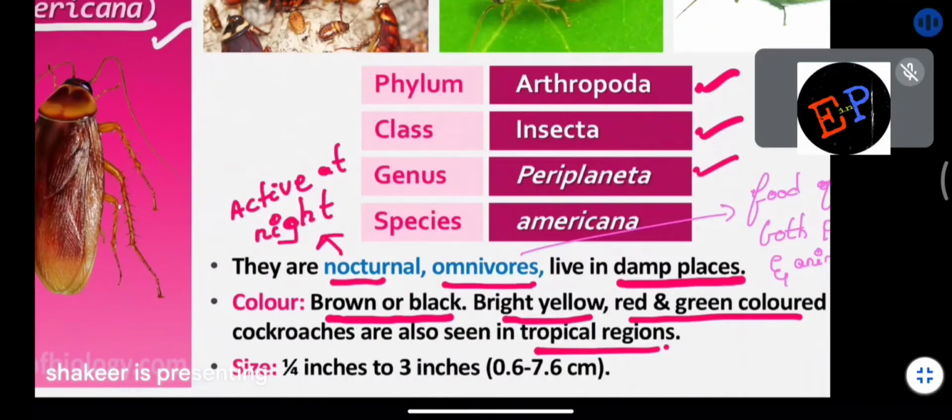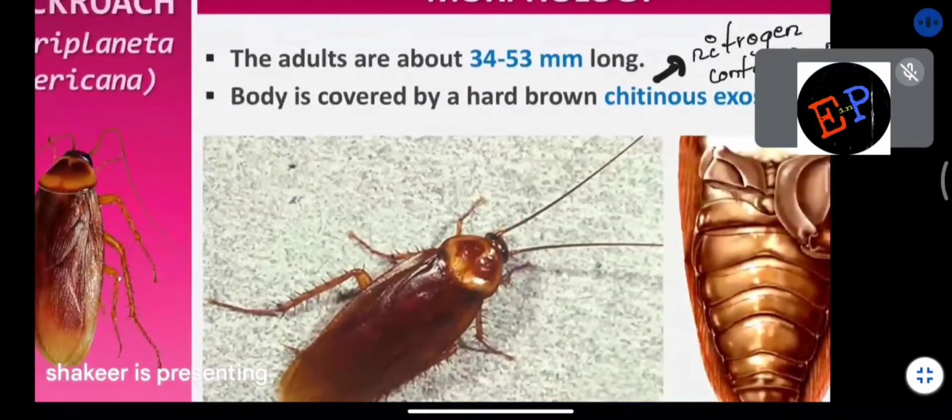And what about their size? Size varies from 1/4th inch to 3 inches. So you should have seen different sizes of cockroaches. You will find very small cockroaches to very big cockroaches also. Their size ranges from 0.6 centimeter to even 7.6 centimeters. Clear?